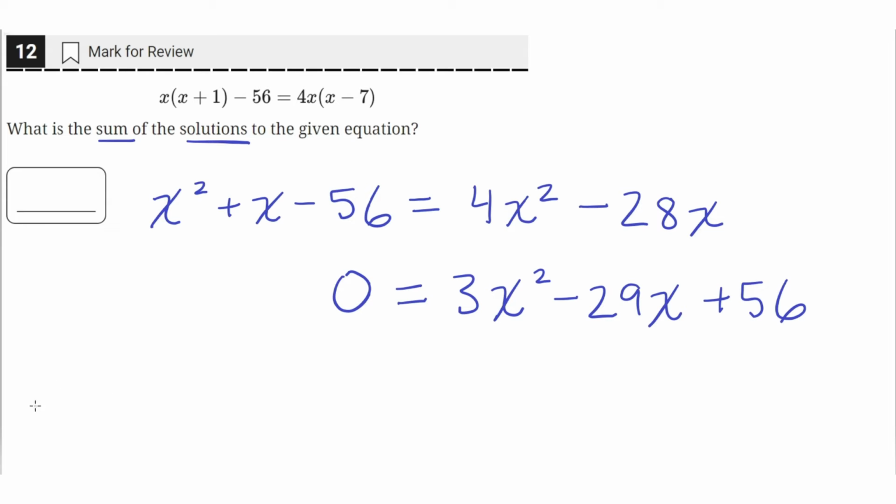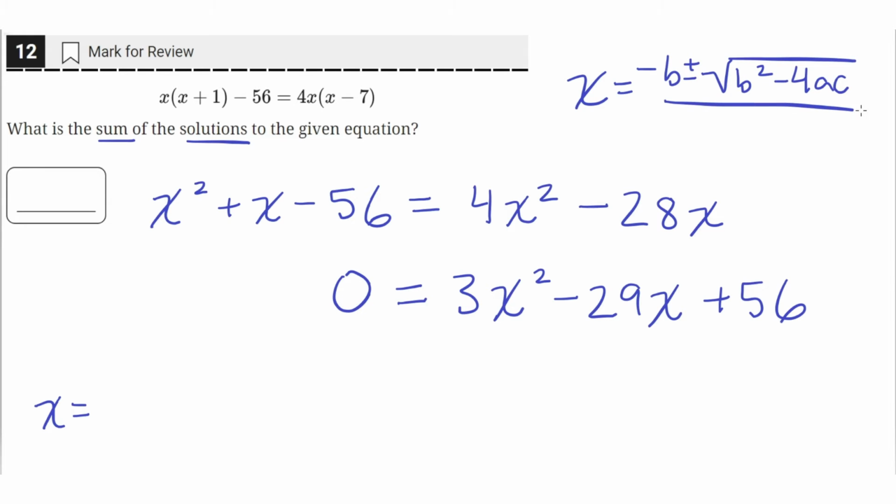So the quadratic formula goes like this. Okay, let me write the formula up here. x equals negative b plus minus square root of b squared minus 4ac, all over 2a. And these constants here, a, b, and c, come from a quadratic equation of the form 0 equals ax squared plus bx plus c. So in this case, a is 3, b is negative 29, and c is 56.